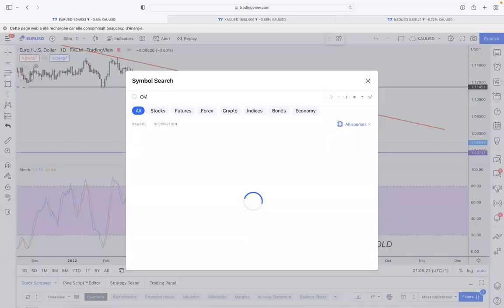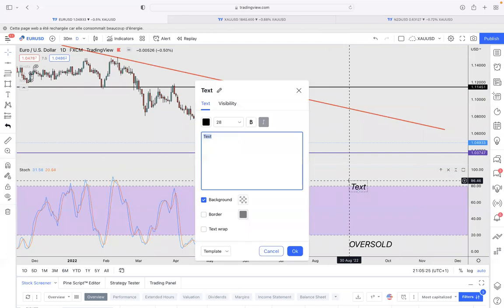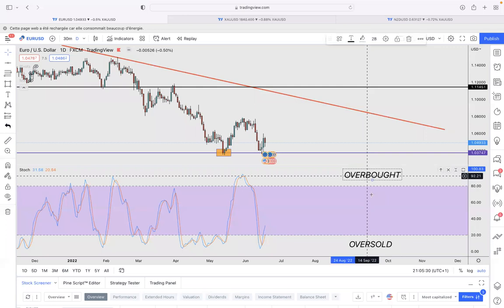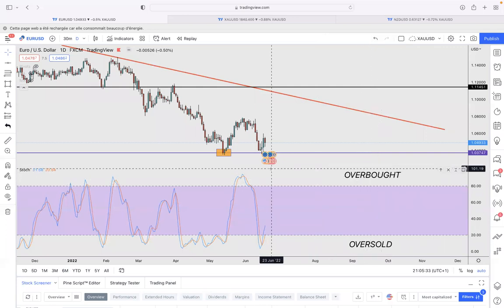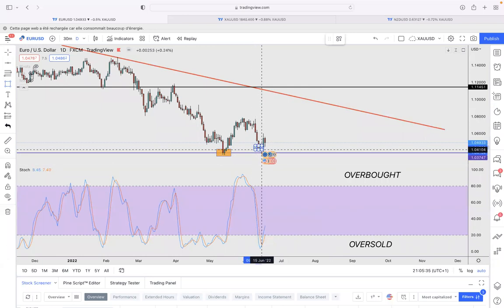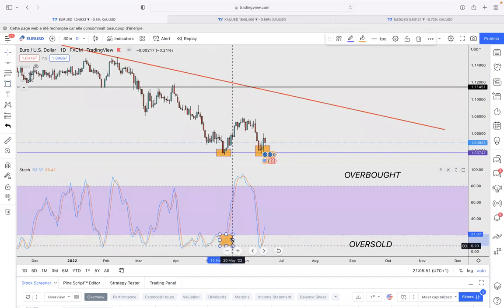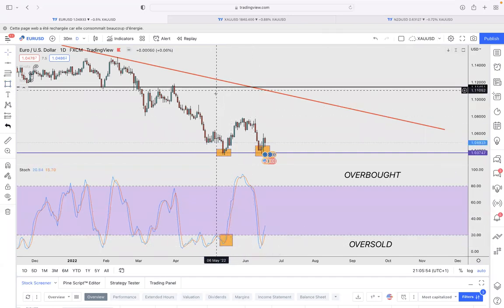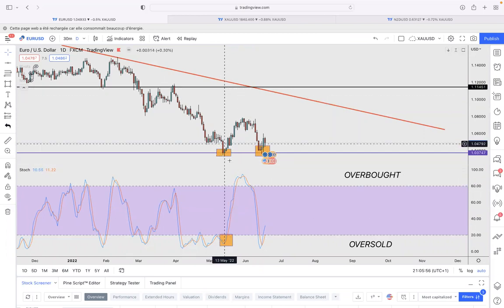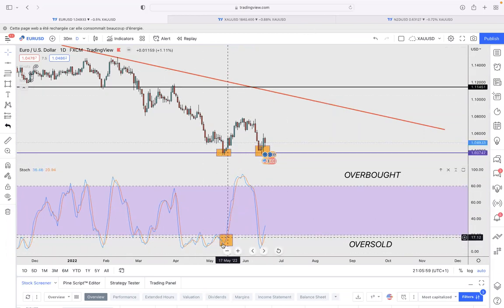And then here is gonna be overbought. Okay, so the price is too expensive, it's gonna go back down. So as you can see, every time Euro USD hit the support, it was correlated with oversold, because basically when it hits the support, it means it's gonna go back up. When it hits the resistance, it means it's gonna go down. Here, support, oversold. Then boom, went up.